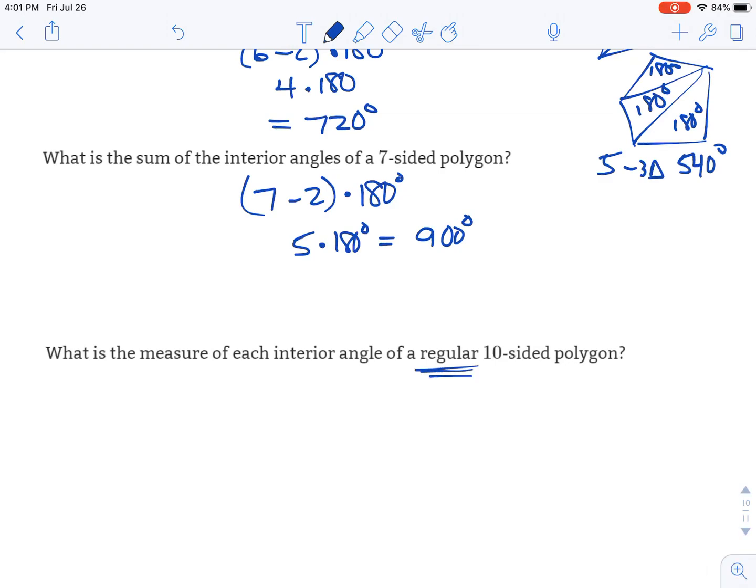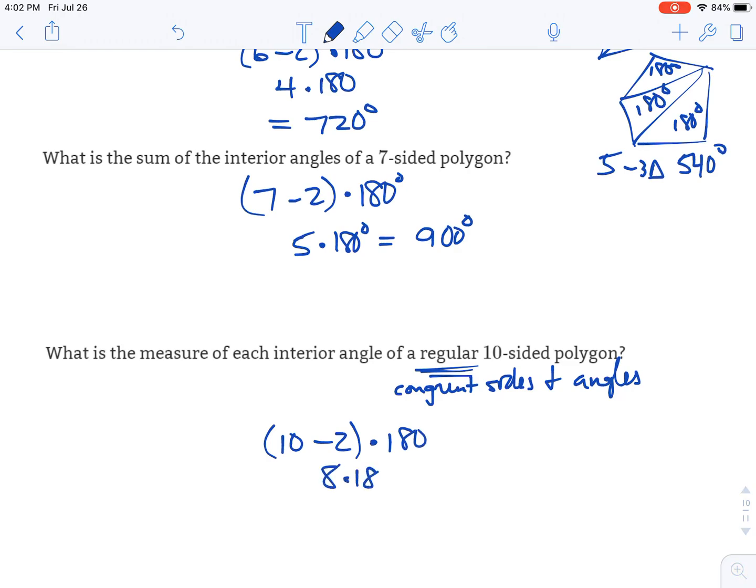So regular polygons have congruent or equal sides and angles. So all the angles are the same size. So what we do then is first figure out the total. So if it's 10-sided, it would have 8 triangles inside. So we would do 10 minus 2 times 180, or 8 times 180 for our total, which would be 1,440. That would be our total.